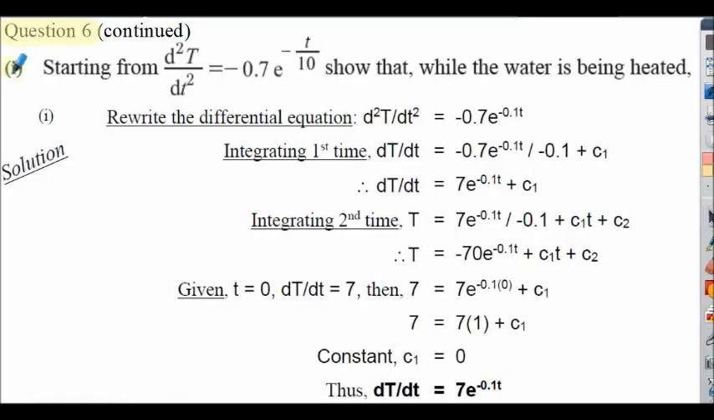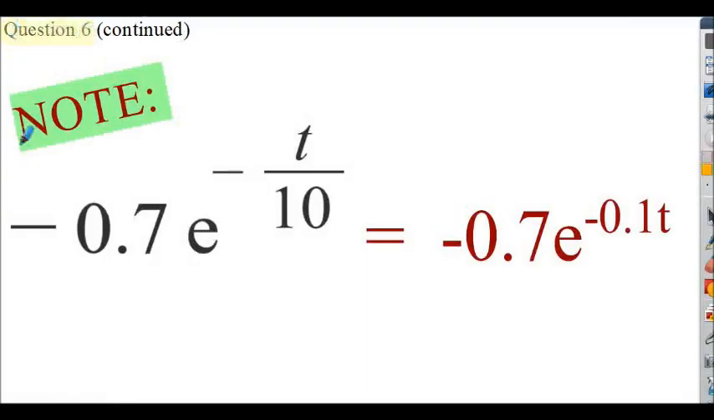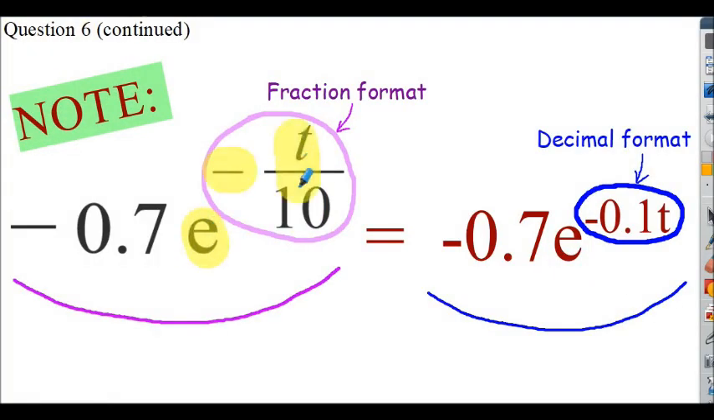So question 6, part 1, is the commencement of the solution. We've got to solve the second order differential equation by integrating twice. I've just written the differential equation here in a slightly different format. Question 6, just note this for reference. The exponential function raised to the power of negative t divided by 10 could be written as the exponential function to the power of negative 0.1t. So in other words, this first term here is in fraction format, but the second term here is in decimal format. Some technician engineering students are more comfortable with the decimal format.